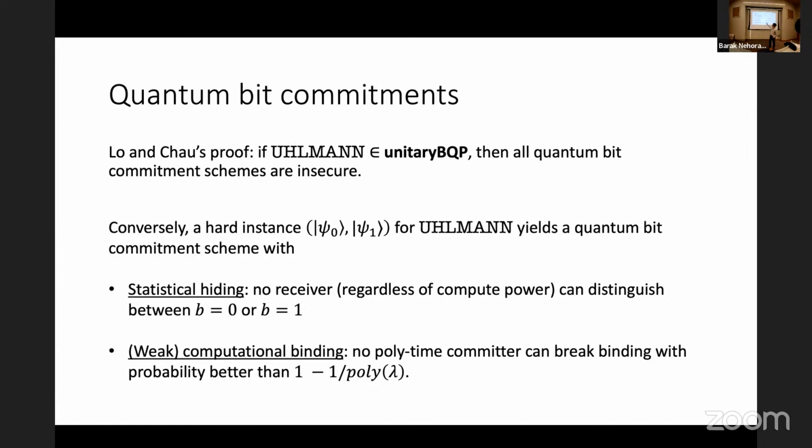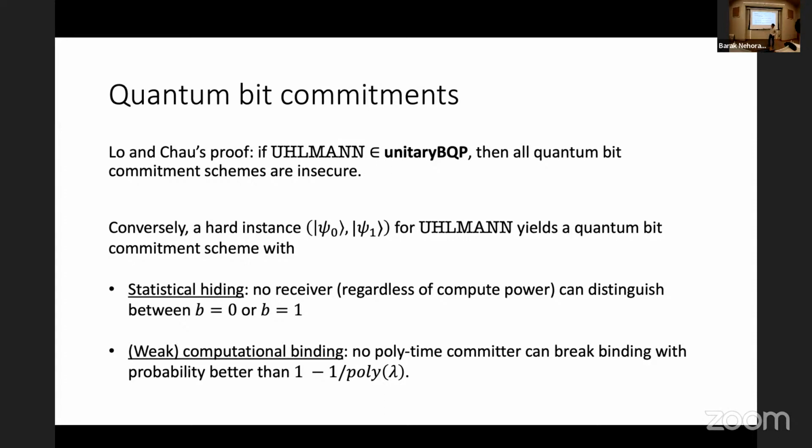Suppose you had a hard instance of the Uhlmann transformation problem, right? So this is a pair of states, psi 0, psi 1, that look the same on one half of the system. You can use these states to create a secure quantum bit commitment scheme, okay? Where it has the statistical hiding property, meaning that no receiver, regardless of how powerful they are, can distinguish between bit 0 or bit 1 before the reveal phase.